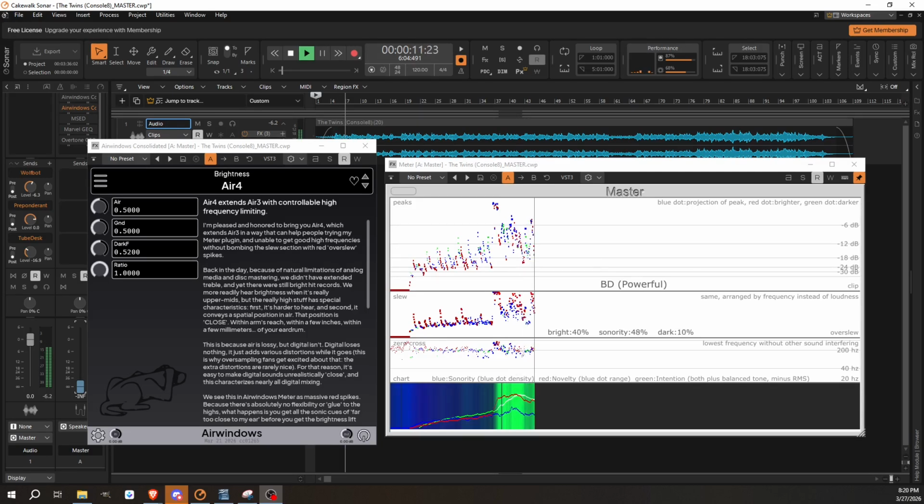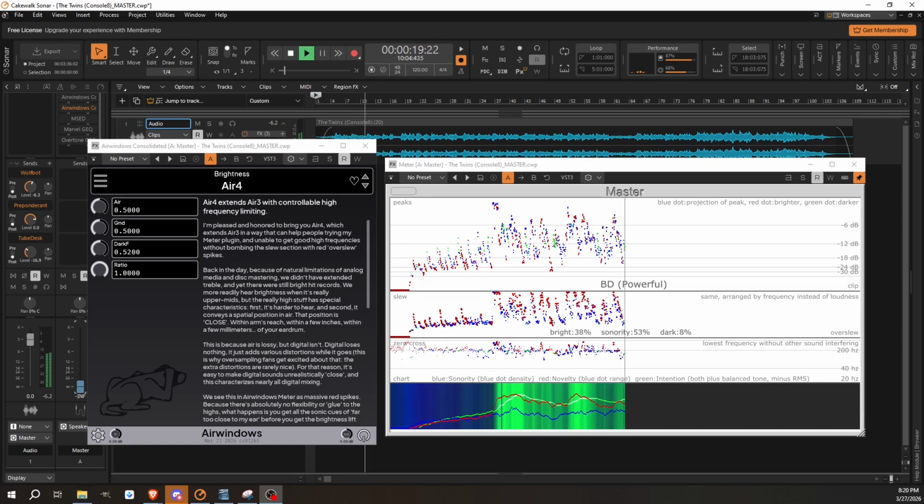In this video, I'm showing a specific calibration of Airwindows Air4 designed to fill a density gap that can be made to appear just below the overslew band ceiling here in Airwindows Meter.